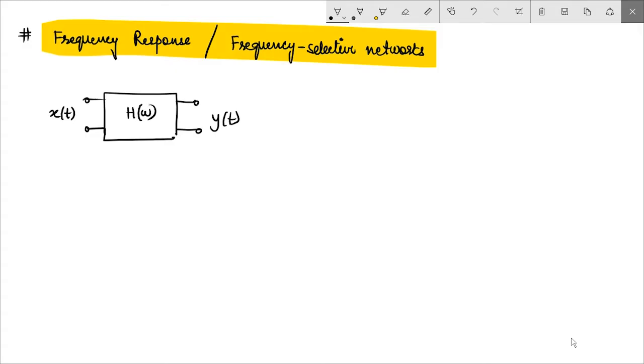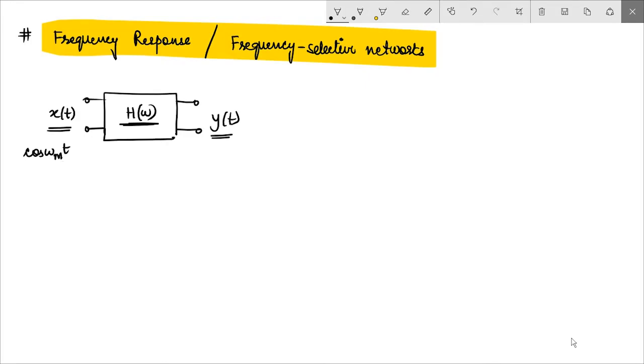Speaking of sinusoids, if the input signal is of the form cos omega t, and if I specify a particular value of omega, say cos omega_m t, then depending on how this system treats different frequencies, or rather how this particular system treats the signal of frequency omega_m, that is what the output signal y(t) is going to depend on.